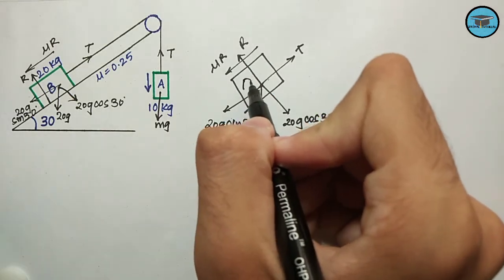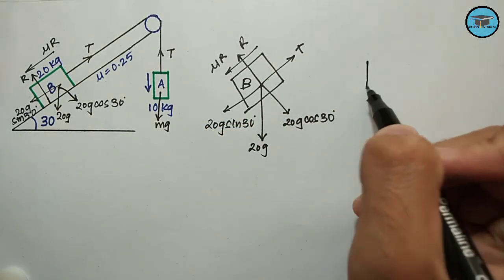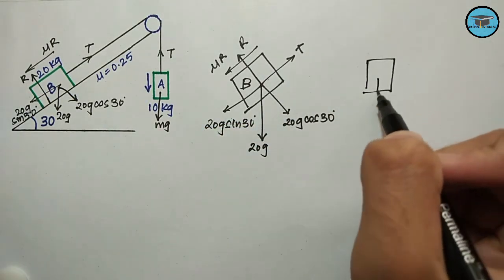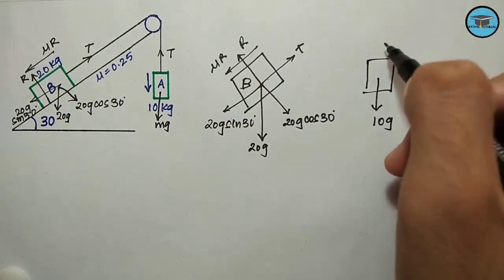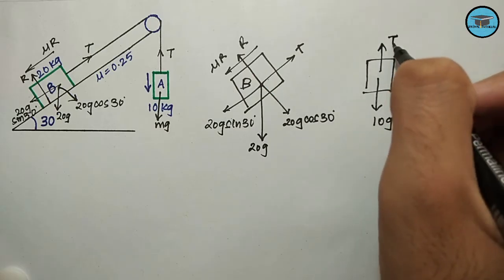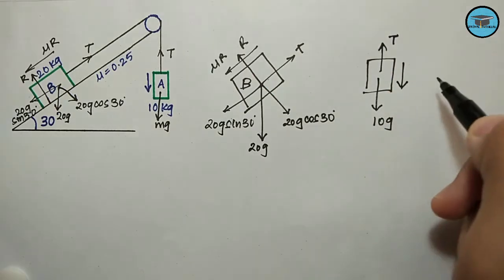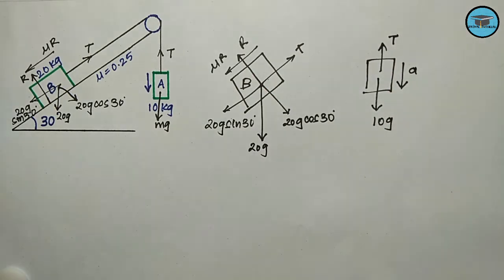Now let us draw the free body diagram of block A. This is block A, with the weight equal to 10 g acting in the downward direction, and tension in the string acting in this manner. The block is moving in this direction, which means the acceleration is in this direction.